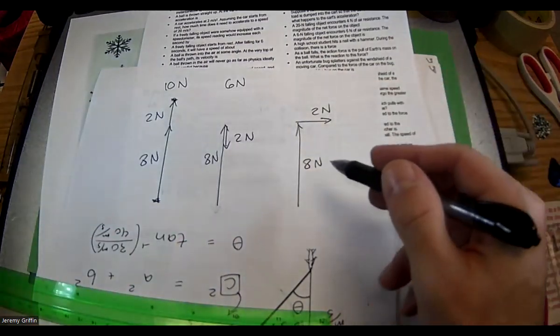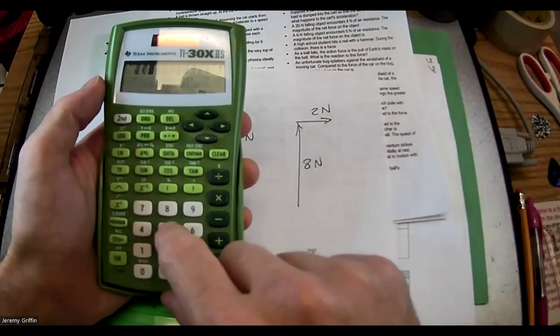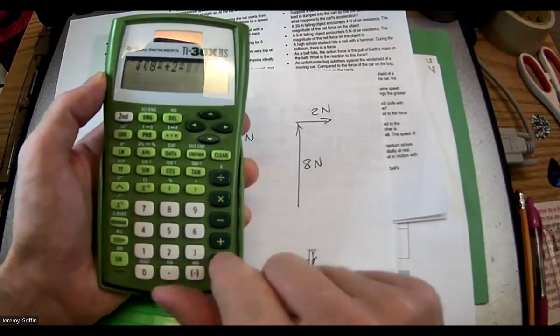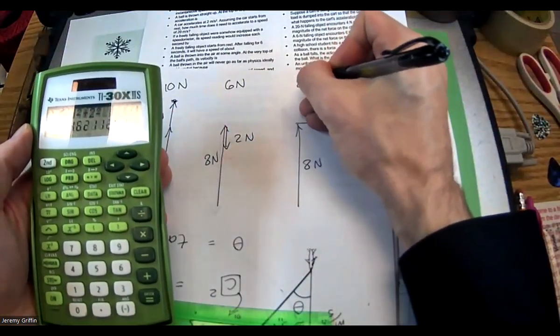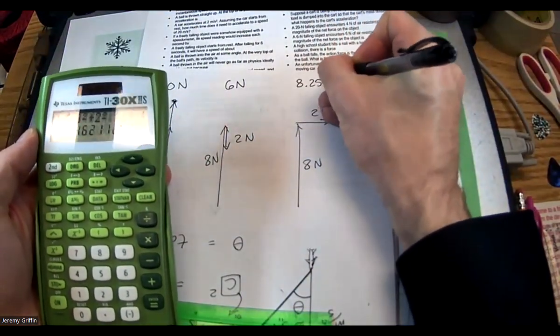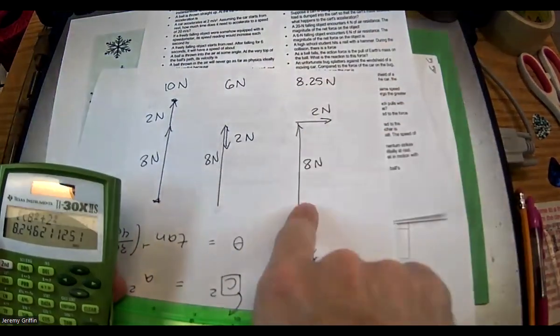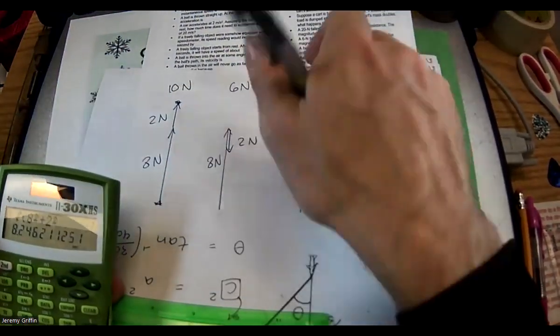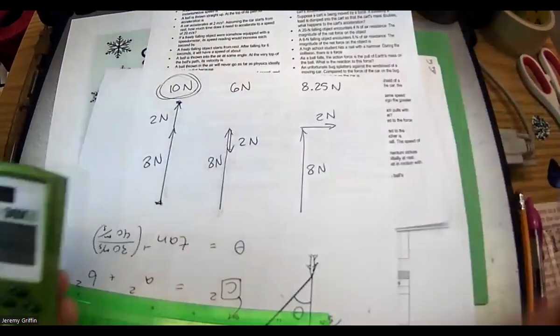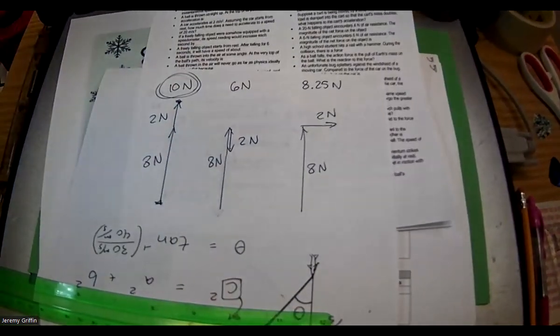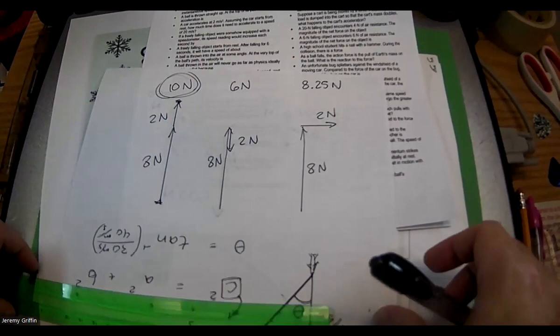Could I do a Pythagorean theorem? The square root of 8 squared plus 2 squared. That looks like probably about 8.25 newtons net force. Pythagorean theorem, let's kind of go up to it. So it looks like the maximum is just going to be 10 if you had them both in the same direction, conspiring together. You guys got that?